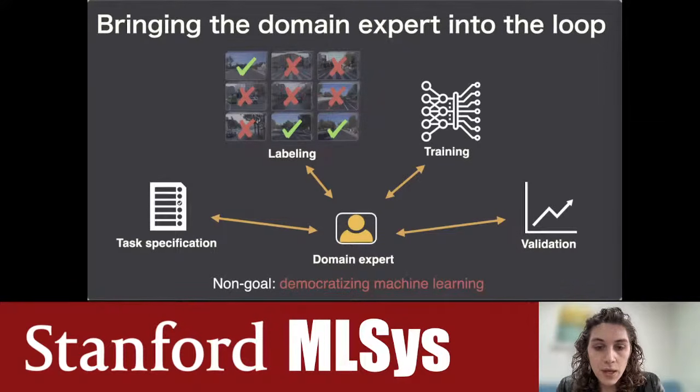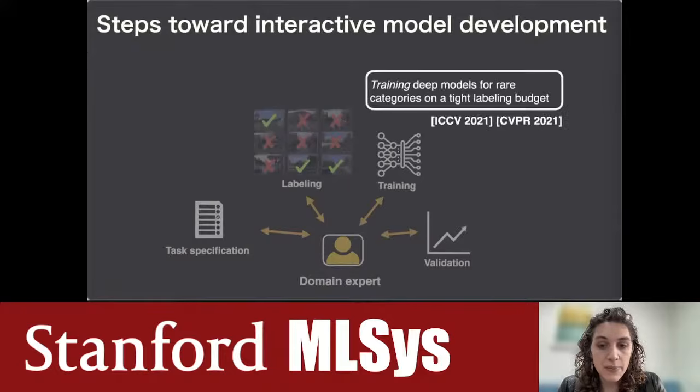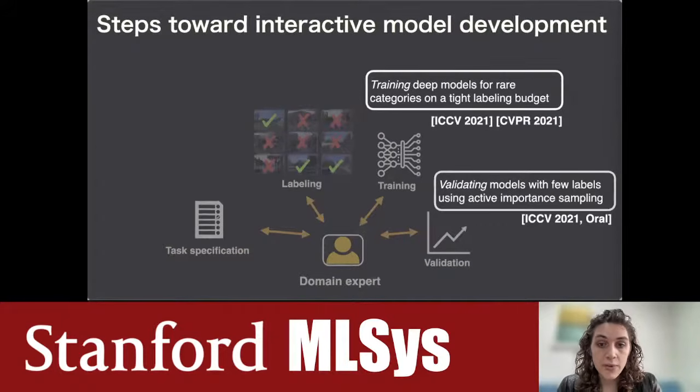But for the rest of this talk, I want to talk about some initial significant steps that we've made toward interactive model development, starting with how we can actually train deep models on a tight labeling budget of a single expert, to discussing how to actually then validate these models without labeling a large validation set, and how to provide confidence that that validation is accurate.